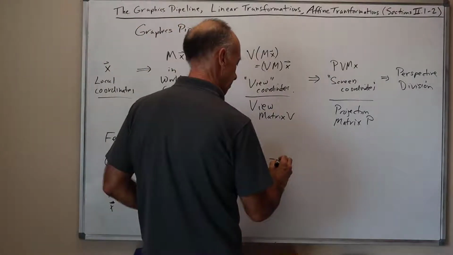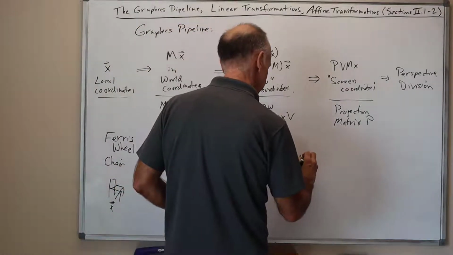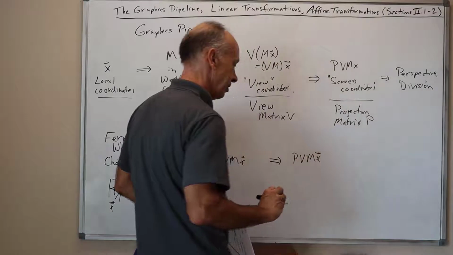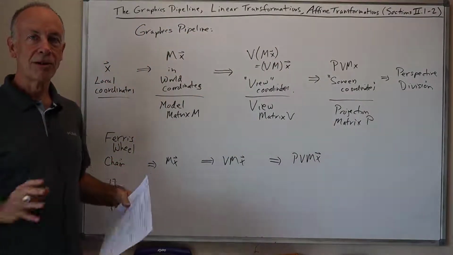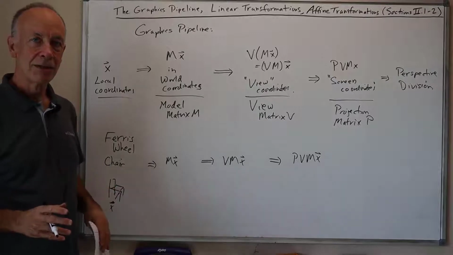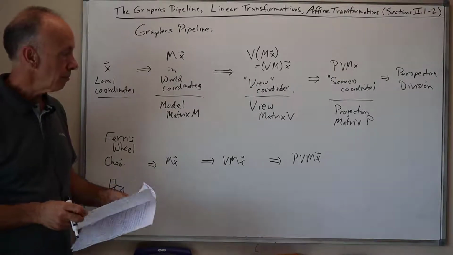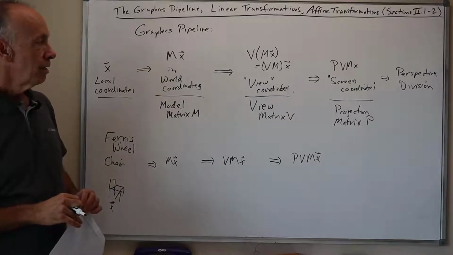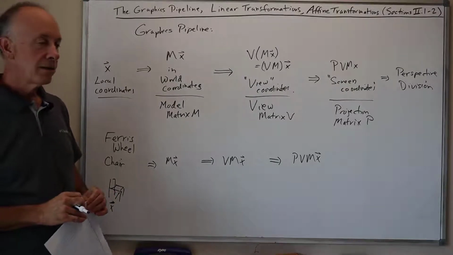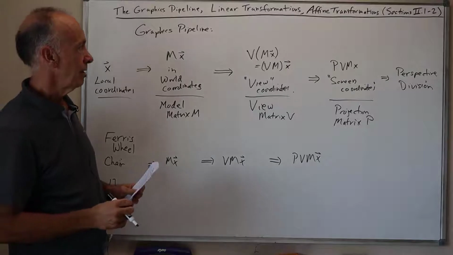And then finally, PVMx would map the point to some pixel on the screen where we're rendering the image, and then the chair would be rendered at the correct place in the screen. Okay, so let me switch and talk about linear transformations.